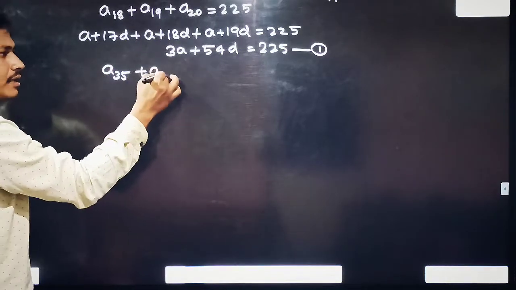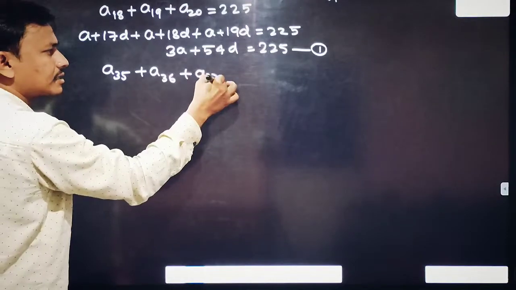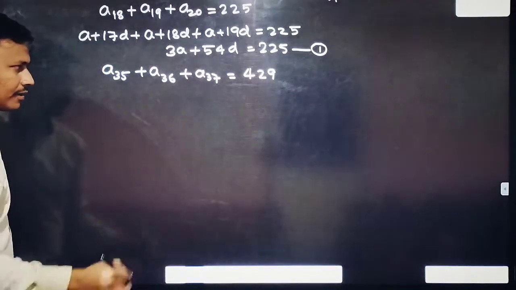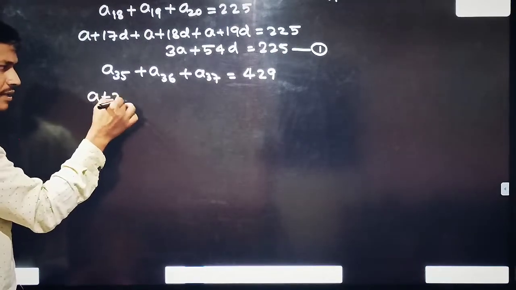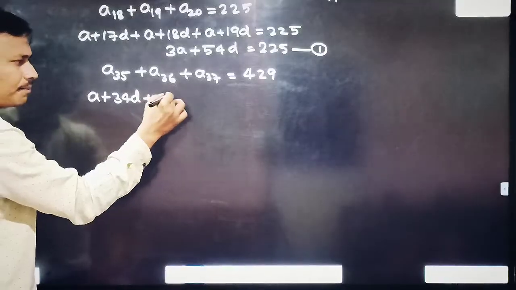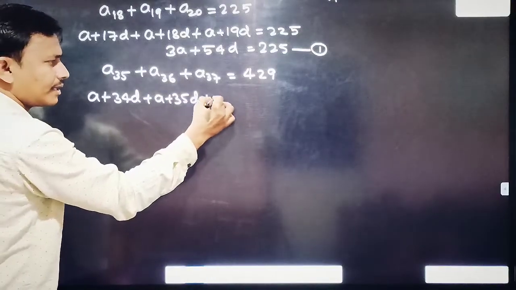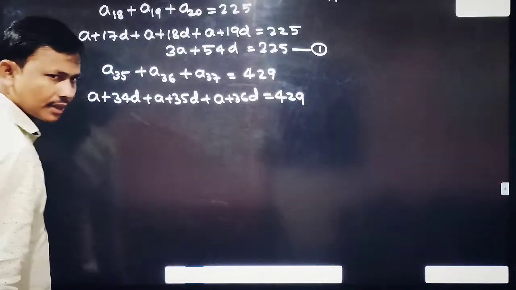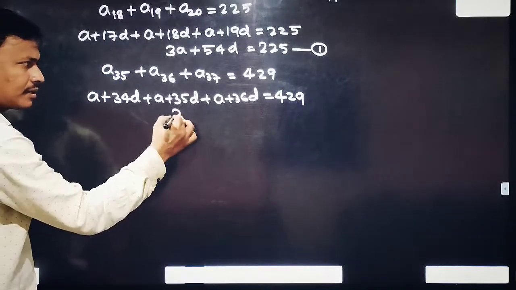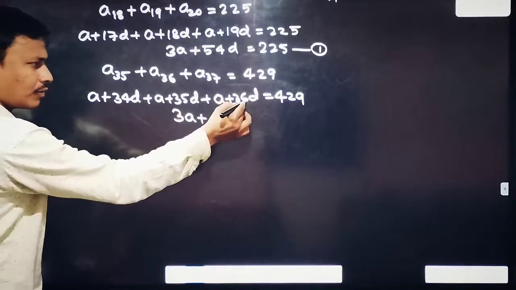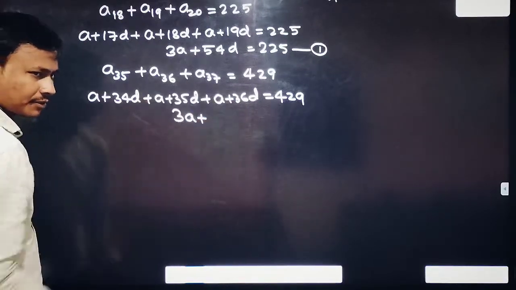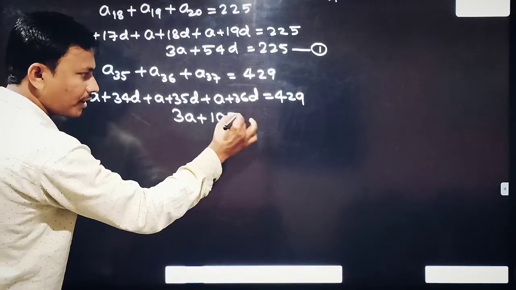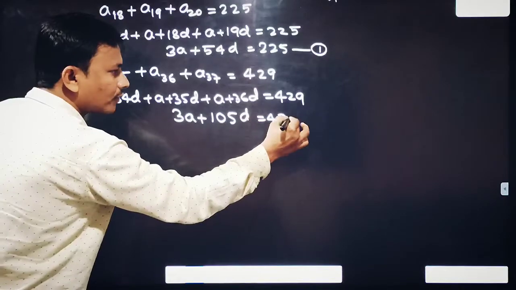A35, A36, A37 is equal to 429. A35 can be written as A plus 34D, A plus 35D, A plus 36D is equal to 429. A plus A plus A is 3A, and 35 plus 35 plus 35 is 105. So 3A plus 105D is equal to 429.